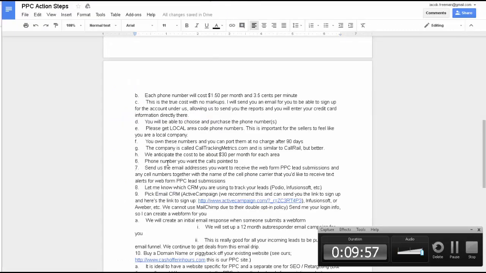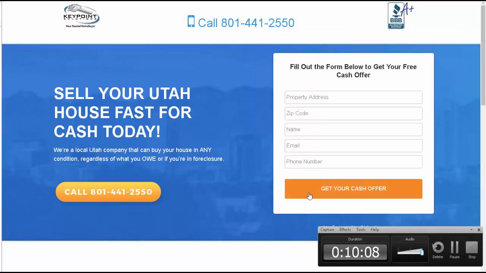So now we're down to send us the email address you want to receive the web form PPC lead submissions. So we can set it so that when anyone fills out the form on this site, that form and that entry will be emailed to whoever you want. So we can add as many email addresses as you want. We can also do email to text. So if you tell us a cell phone number and the provider, then we can set it up so that this information gets emailed and converted to a text and sends a text notification to a phone number that you give us.